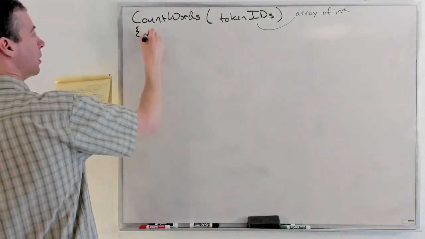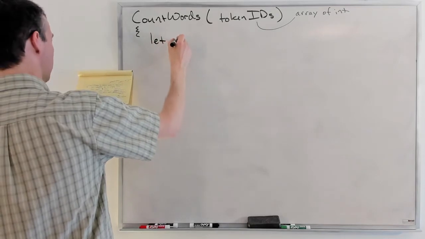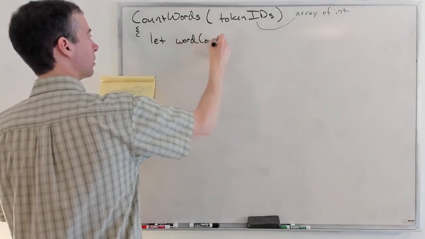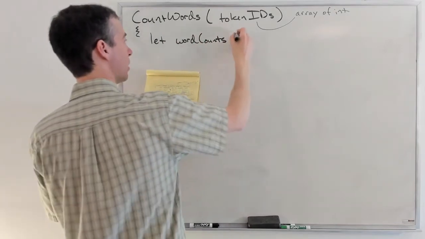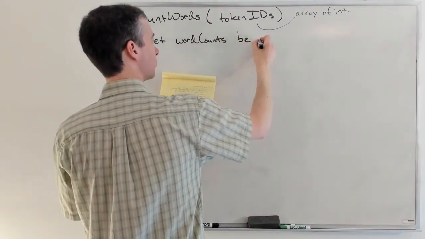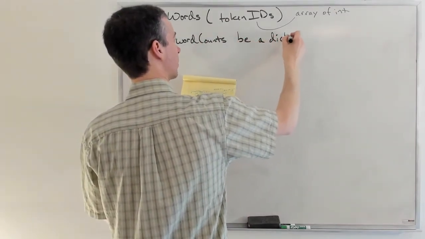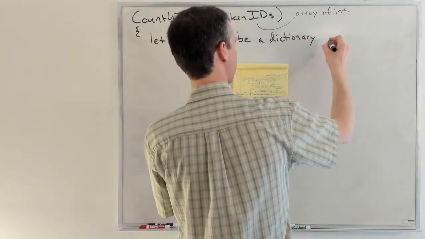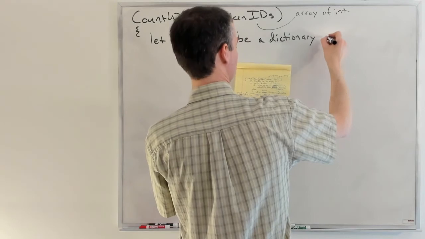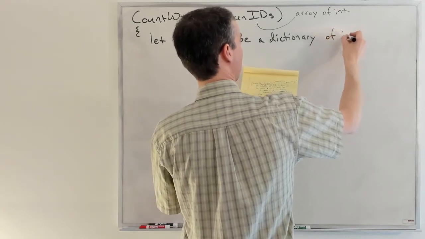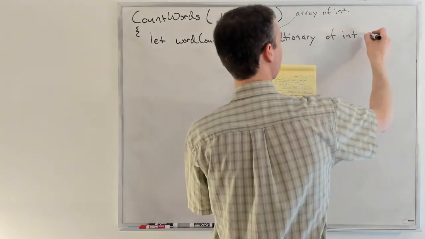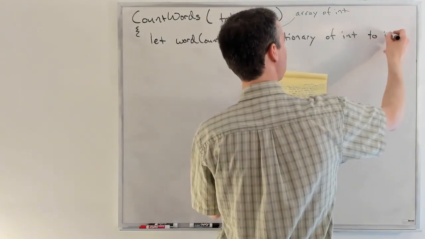This time, we're going to have a dictionary, word counts, that we're going to store things in. We're going to map from the word to its count. And again, since our words are integers, we're basically counting integers, int to int.